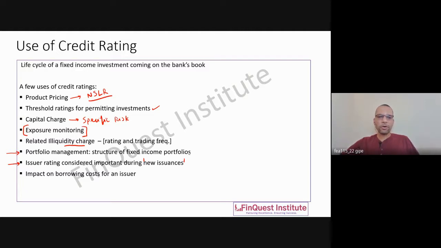And impact on the borrowing cost, again, this is something which we discussed on the previous slide as well. So I think this covers a few of the major areas where credit rating is used. I'm sure there'll be a few other applications as well, but this more or less covers most of the points.